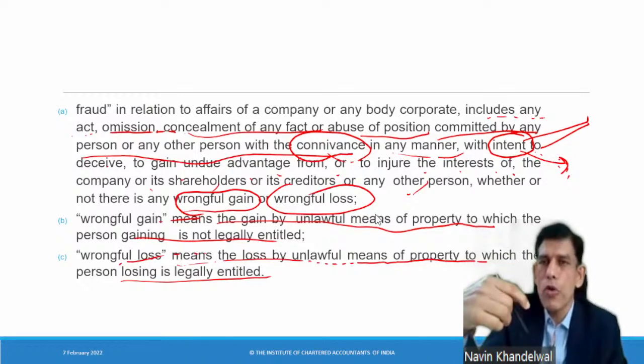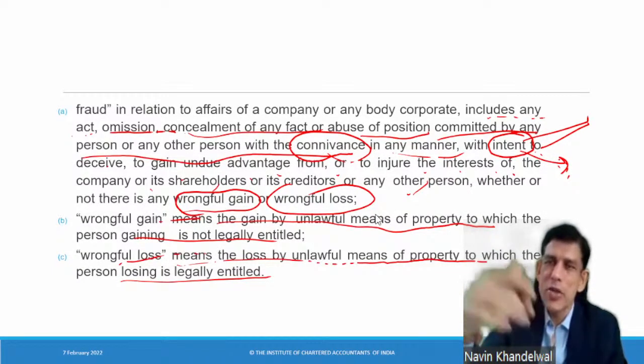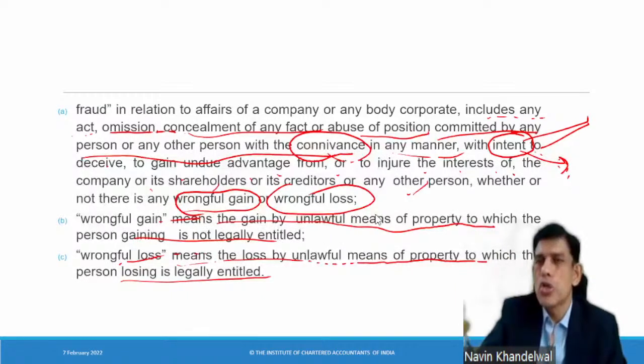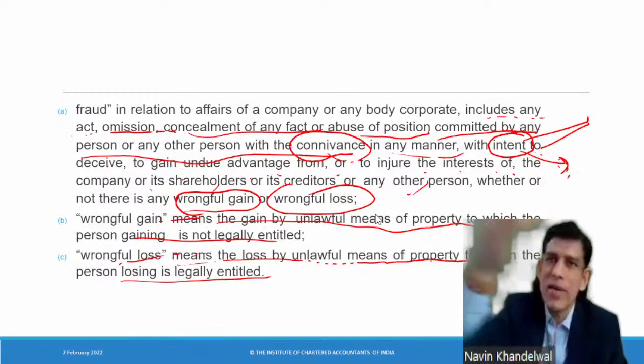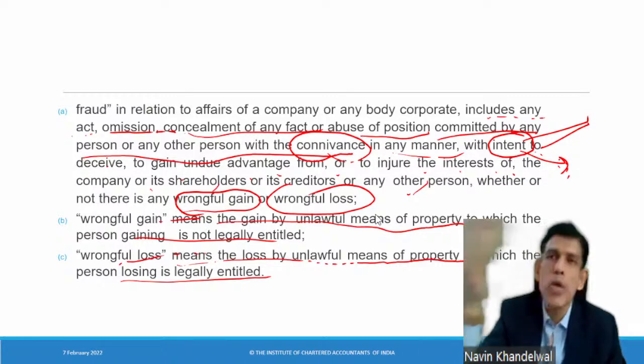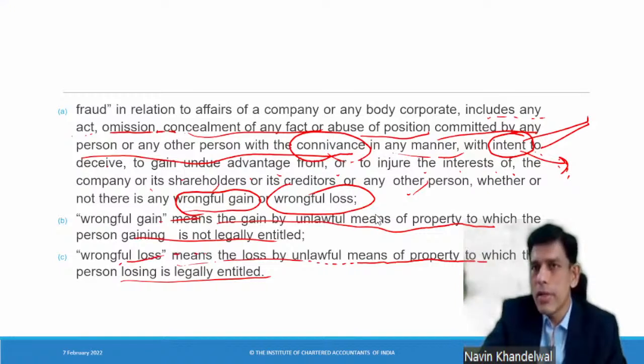You are having a wrongful loss, and for that you are proving that intent, that cannot be justified. I'm incurring losses and you're saying that my intent was to commit a fraud. How can you justify? So loss will be borne by someone else, and the gain, you are accruing the gain. So when you are accruing the gain, that is wrongful. There's an intent. Then it is a fraud.